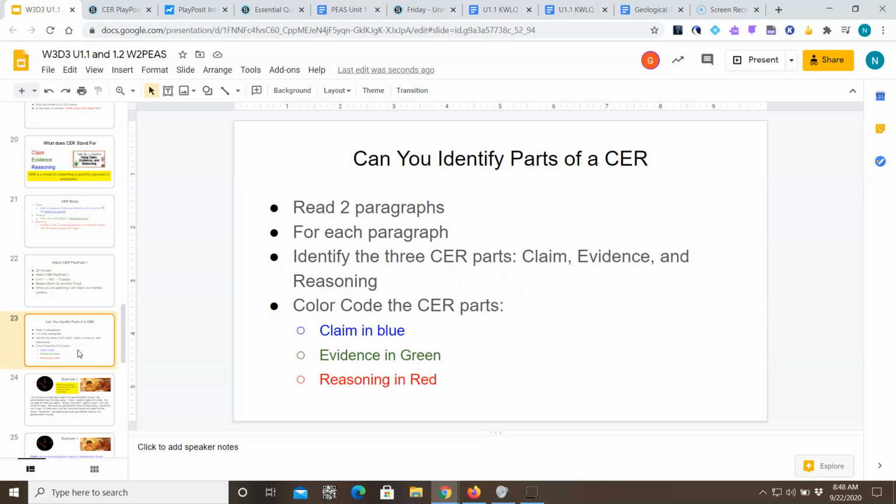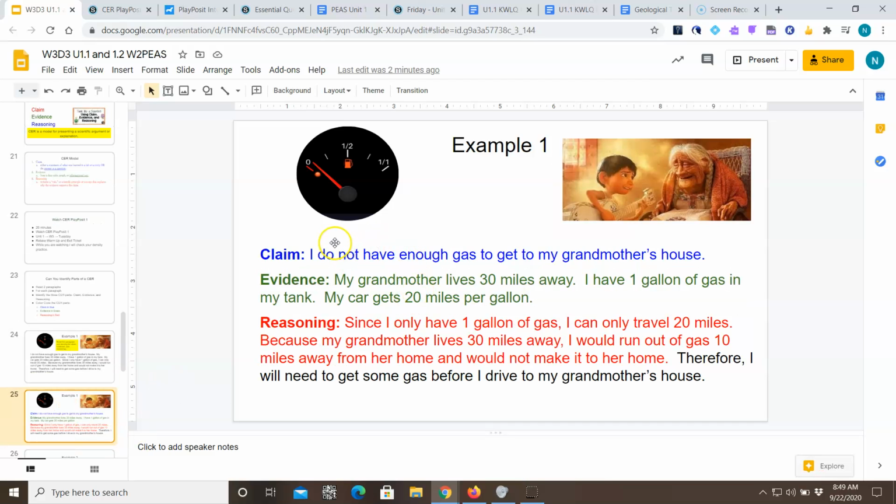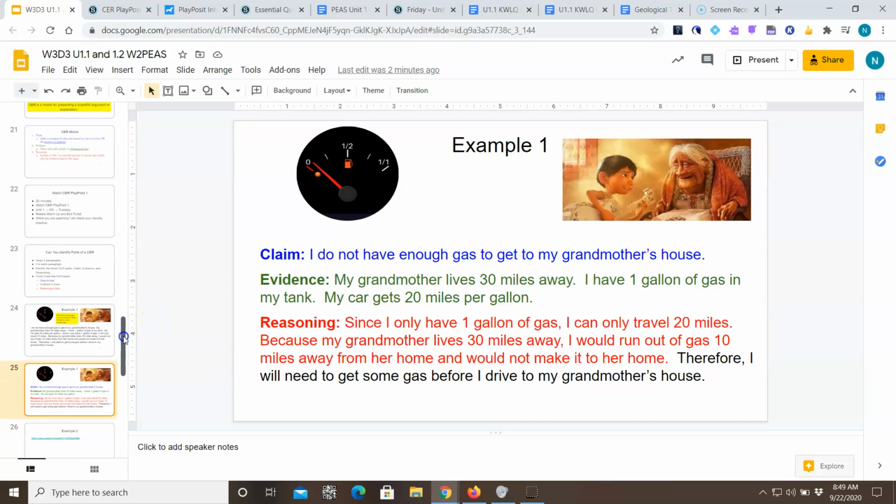Next, what we did was we looked at several paragraphs, and we used our understanding that we gained from the PlayPosit to identify claim evidence reasoning. I've listed those paragraphs here. And so this is the first paragraph. The question in this example was, do you have enough gas to get to your grandmother's house? And this was their CER. So you had to read this and identify the claim, evidence, and reasoning. So in this CER, this was the claim statement, this was the evidence, this was the reasoning. What I'm going to have you do is take a moment to pause and read this.